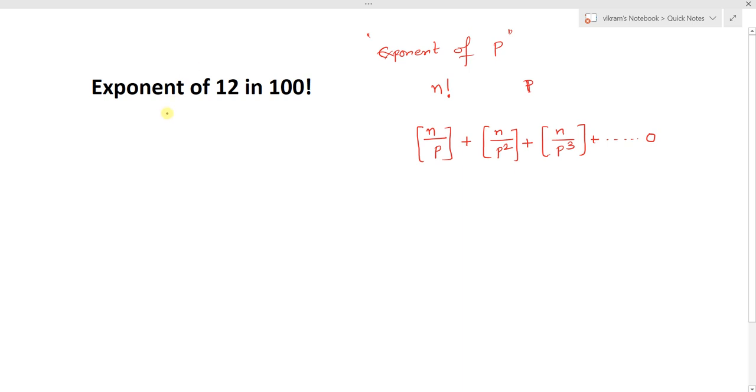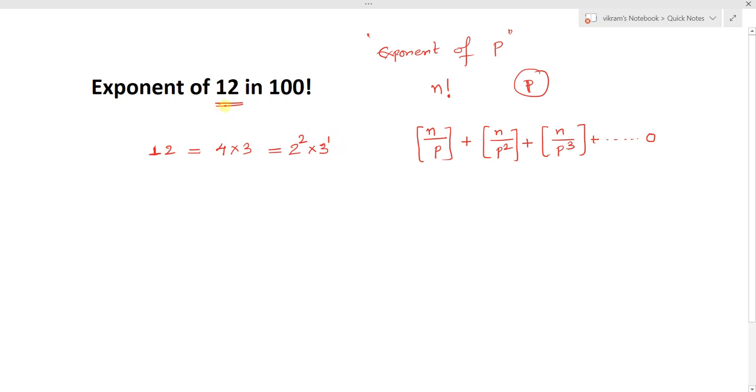Now we are asked to find the exponent of 12 in 100 factorial. To find this, we have to represent the given number 12 in terms of prime numbers. 12 can be written as 4 into 3, which can also be written as 2 square into 3, where 2 is a prime number and 3 is a prime number. So we can represent it as 2 square into 3 power 1.